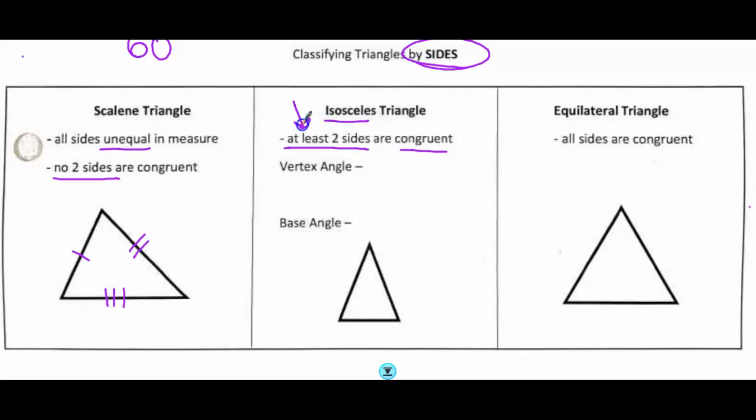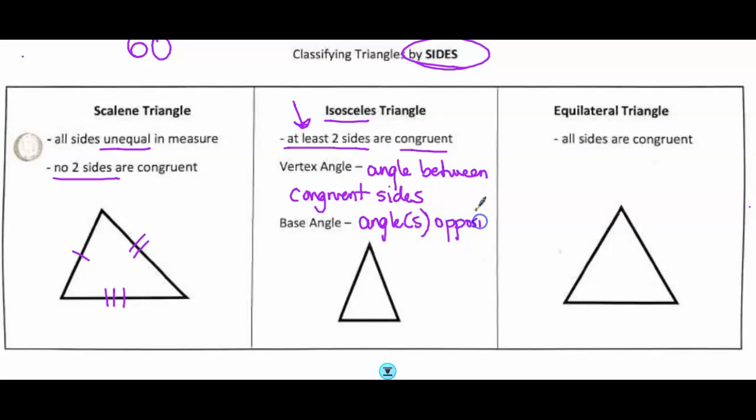When it says at least 2 sides, that means there could be more, so we'll talk about that in a second. There is a vertex angle, and this is the angle between congruent sides. And then there are base angles. These are the angle or angles opposite the congruent sides.